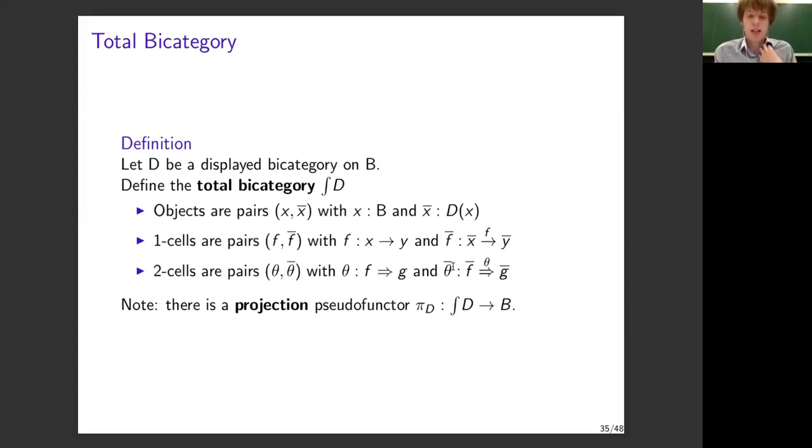Another important thing is that you always have a projection pseudofunctor, which goes from the total bicategory to the base. It just takes the first component of each object, each one-cell, and each two-cell. If you would look at algebras, then here you have algebras in one-types, and here you have one-types, and this just takes the carrier, so the underlying one-type.